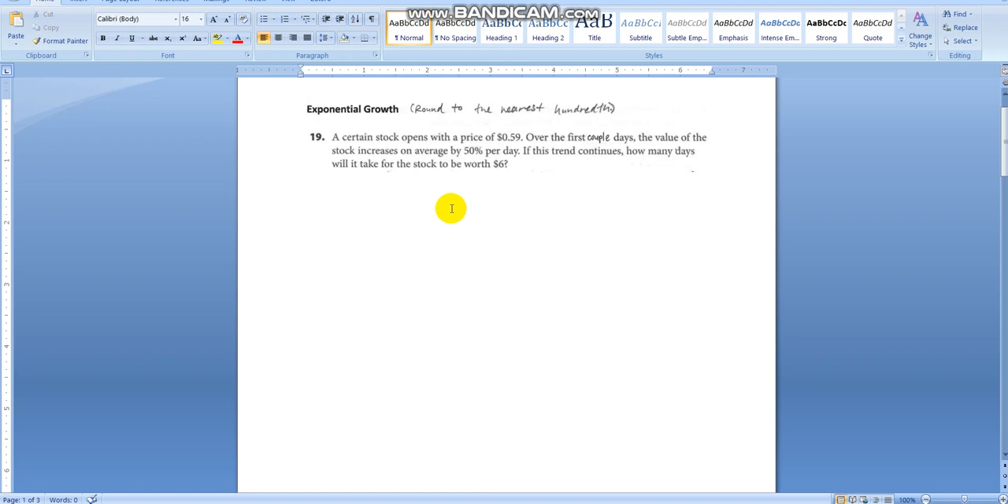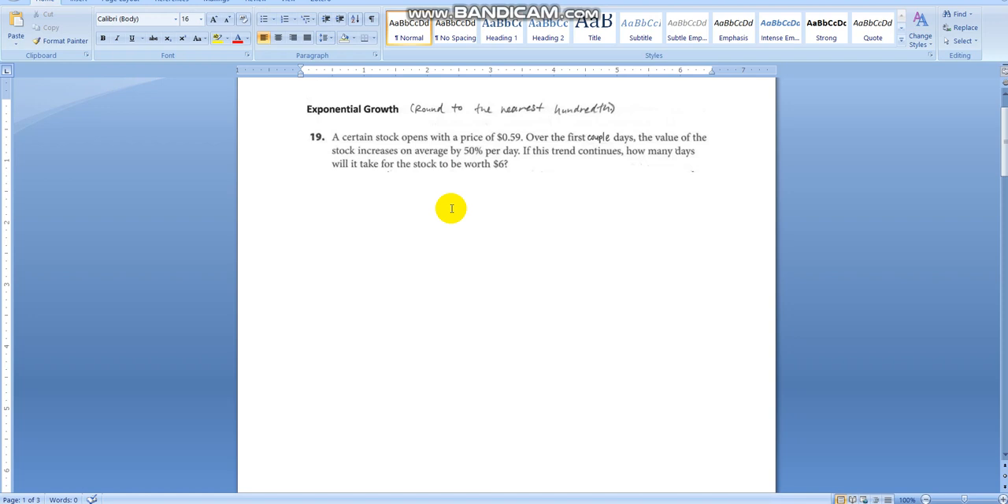Okay. So, exponential growth. So here's an example that has exponential growth. A certain stock opens with a price of 59 cents. First couple of days, the value of the stock increases by 50% per day. If this trend continues, how many days will it take for the stock to be worth $6?